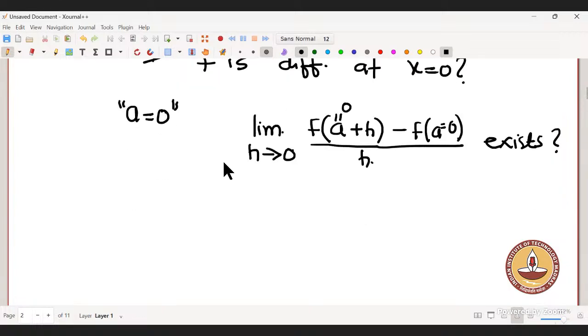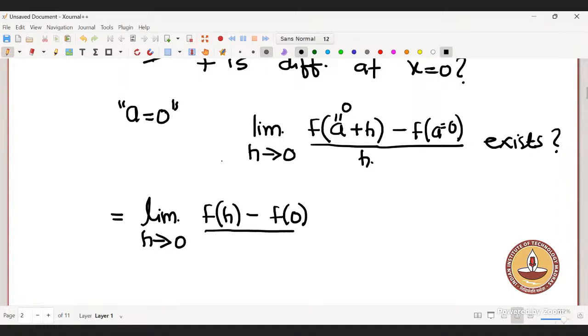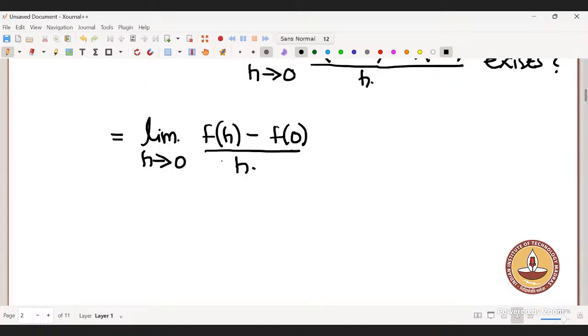So I can write this now as the limit as h tends to 0 of f of h by h, because a is 0. What do I mean by this limit existing? The left hand limit should exist, the right hand limit should exist, and both of them should be equal, right? So what is the left hand limit?